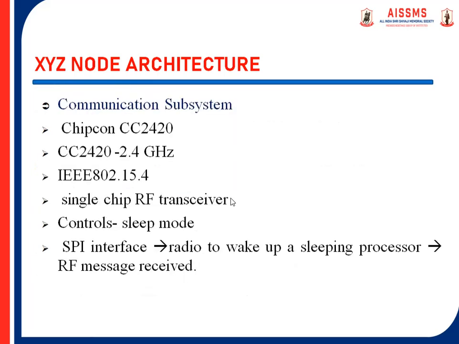Communication subsystem consists of CC2420 with a 2.4 gigahertz IEEE 802.15.4 single chip RF transceiver. Facilities available in XYZ node architecture are: the processor subsystem controls the communication subsystem by either turning it off or putting it in sleep mode. The communication through the SPI interface enables the radio to wake up a sleeping processor when an RF message has been successfully received.